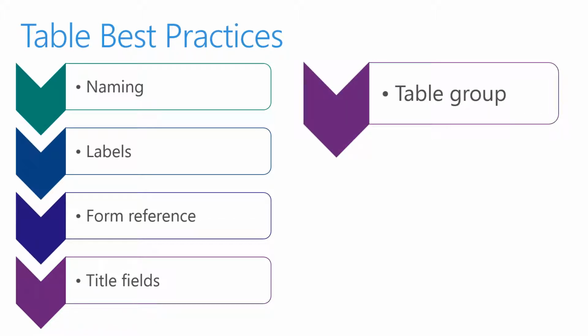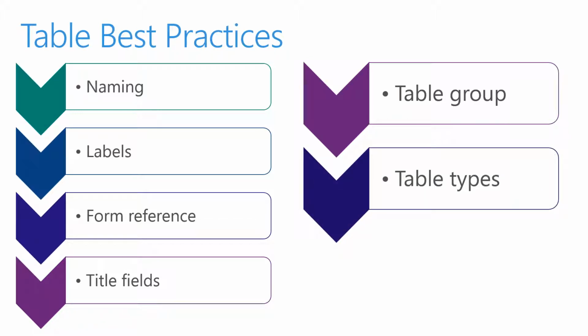Next is the table group. The table group property is mandatory. It is used to categorize tables by the type of data they contain, and should be set to the closest matching group for all tables. The table type property is used to determine whether the table is regular or temporary. You can use the setTMP table method to make a non-temporary table temporary rather than creating a copy of the table and changing its table type.